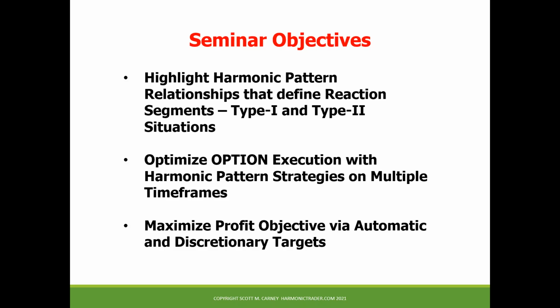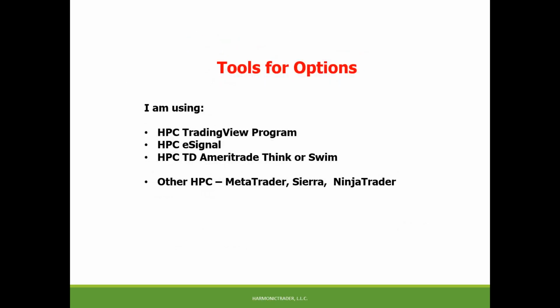I'll explain why. Because the option chart is the ultimate realization of where the move, whatever the price segment is, is going to truly happen. Then a couple of general ideas, strategies, and then some specific strategies on maximizing profit objective. We're going to use automatic and discretionary targets. We'll talk about that in a bit.